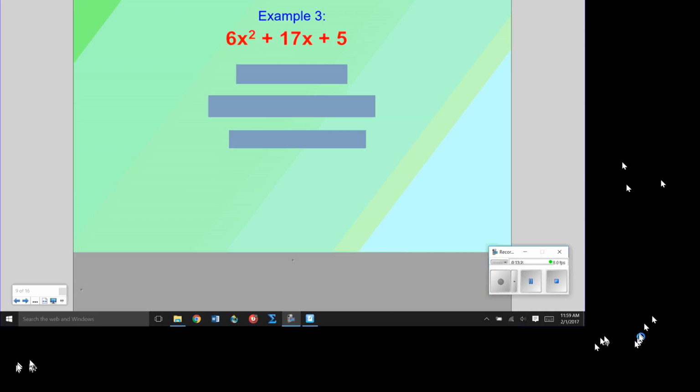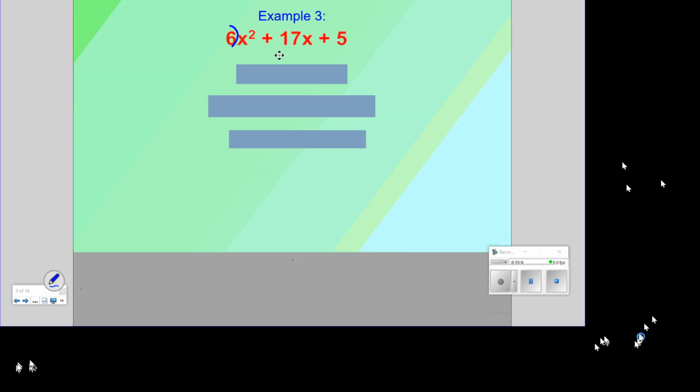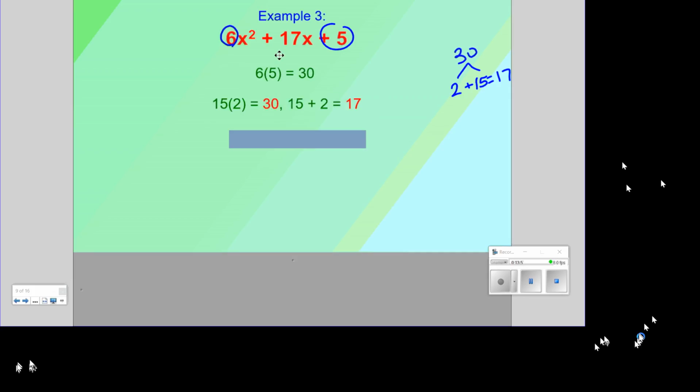Okay, my changing of slides got mixed up and I accidentally skipped example 3, so I'm just going to go back to it real quick. So multiply coefficient by last term to get 30. Factors of 30 that add to be 17 are, well, you could say 6 times 5 is 30. That's not. 1 times 30 would be 31 if we added. So the factors of 30 would be 2 and 15 that add to be 17. Once you get 17, you'll break apart 17x into a 2x and a 15x, and we finish by grouping.